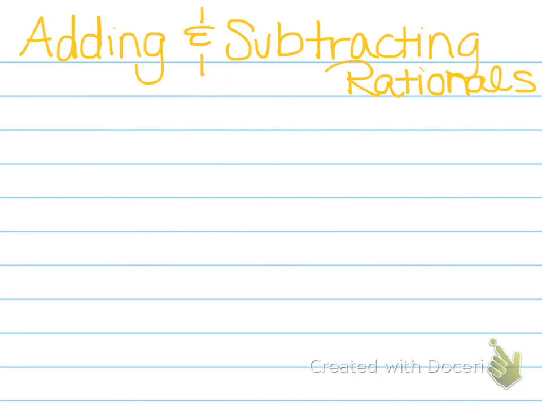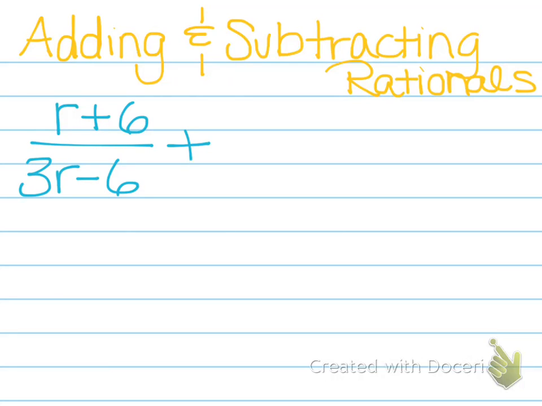Adding and subtracting rational functions is all about the denominator. So if we look at example 1, r plus 6 over 3r minus 6, and I'm going to add it to r plus 1 over 3r minus 6. Like I said, it's all about the denominator.